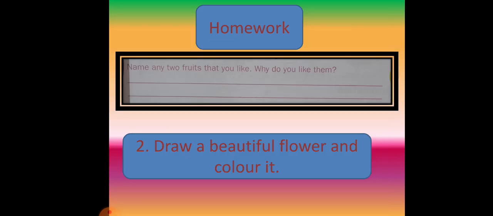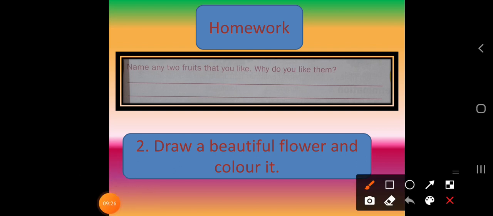Okay, dear students, now it's time to take your homework. In today's class, what have we learned? We have learned some information about the flowers. So what is your work? Name any two fruits that you like. You have to write two fruits. Which fruits do you like? Suppose you like mango, then write mango. Pomegranate, then write pomegranate. If you like banana, then write banana. Any two fruits you like.